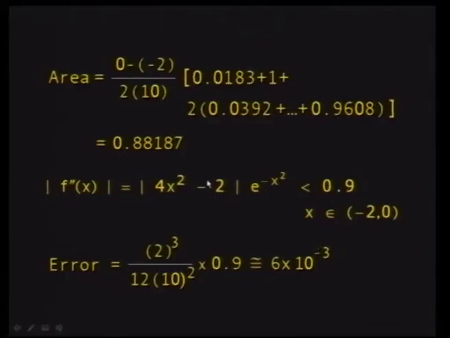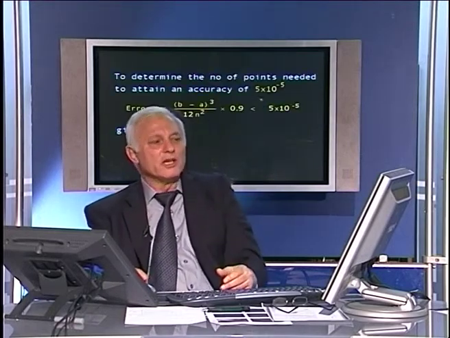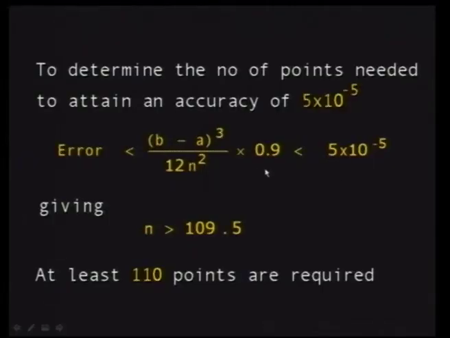If, on the contrary, you wish to calculate the number n with which your error would not exceed, for example, 5 times 10 to the minus 5. So what you do, you use the same expression of error, except that the unknown will be n. You use the same expression, and this is the error that you prescribe, the one that tells you the accuracy of the result should not exceed 5 times 10 to the minus 5. So you solve this expression for n, and you find that you need at least 110 points.